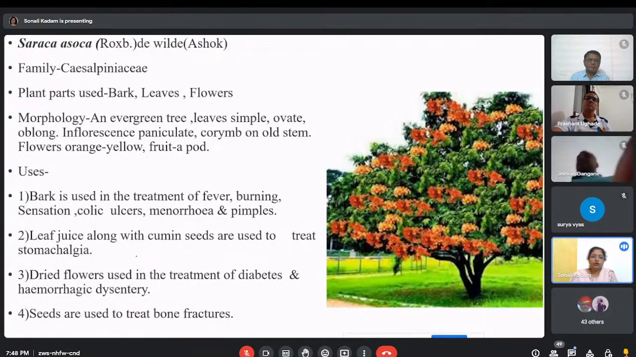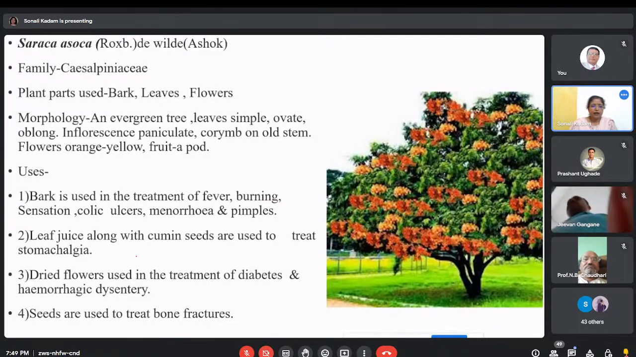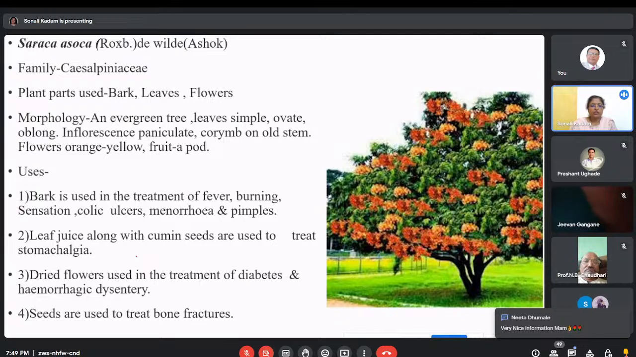The bark is used for fever, burning sensation, colic ulcers, menopause, and also pimples. The leaf juice is also used for stomach problems. The dried flowers are used for diabetes, hemorrhages, and even dysentery. And the seeds are used to treat bone fractures.